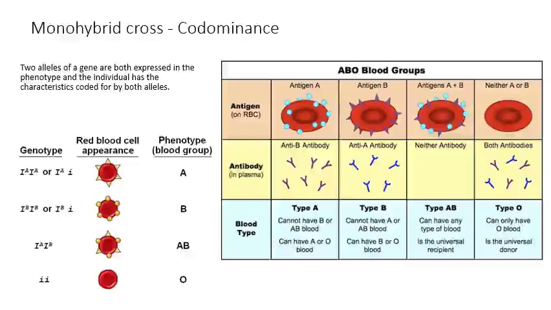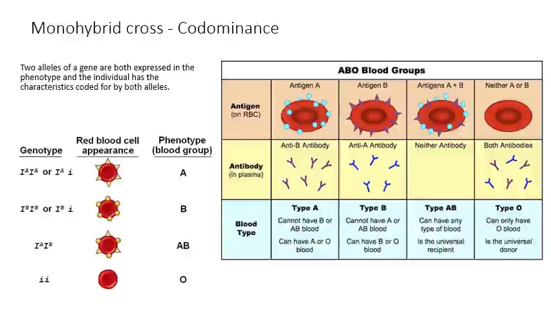Another monohybrid cross that we're going to look at is a codominance type of hybrid cross. And blood groups is a very, very cool example to show codominance. The definition for codominance is that 2 alleles of a gene are both expressed in the phenotype, and the individual has the characteristics coded for by both alleles. So this ends up being our blood groups.